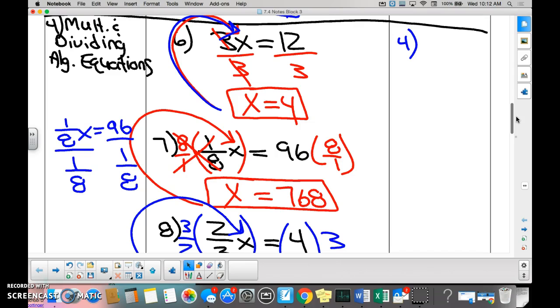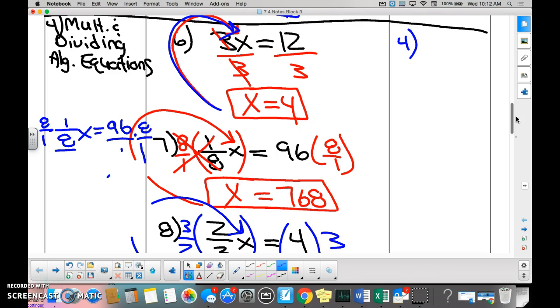Okay, so we're not going to divide by fractions because you know you can't do that. So instead of dividing by 1/8, we're going to flip the 1/8 to make it 8/1, right? And we're going to multiply. And we're going to do the same thing over here. That's what this problem is showing you. And we ended up with the answer of 768. Make sense? Okay, get your pencils ready.